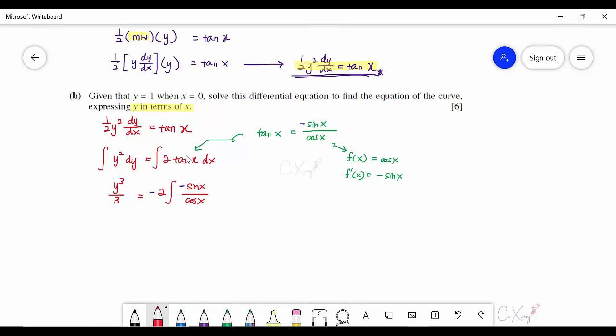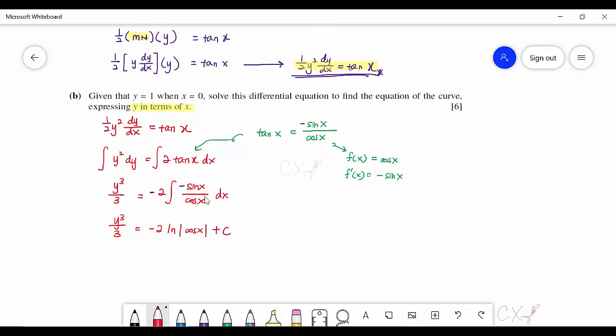And now for the fraction inside this part, it is already f prime x over f x. So when you integrate this, you have negative 2 ln cos x, then plus c.